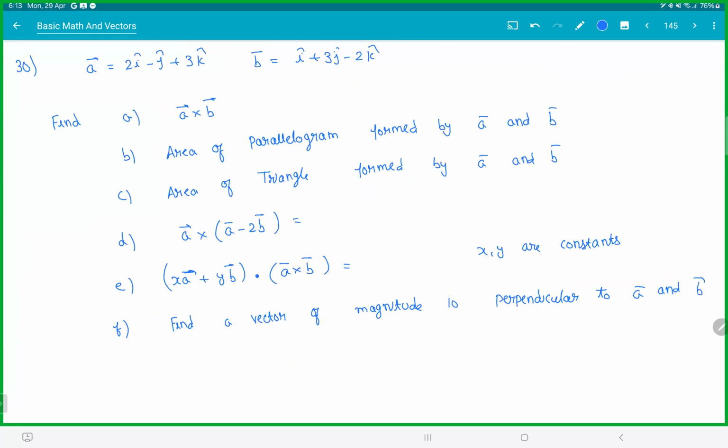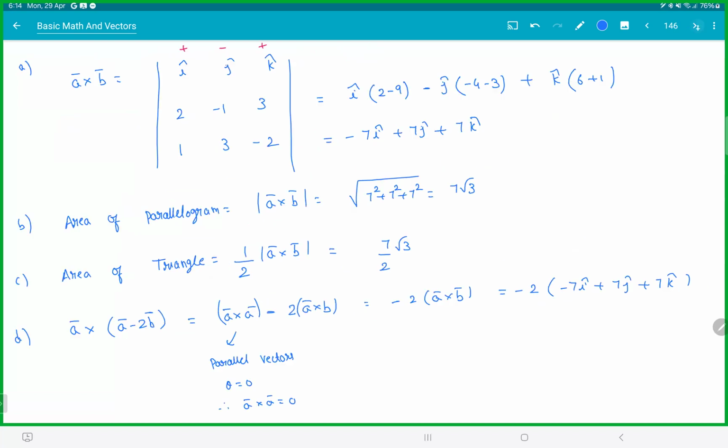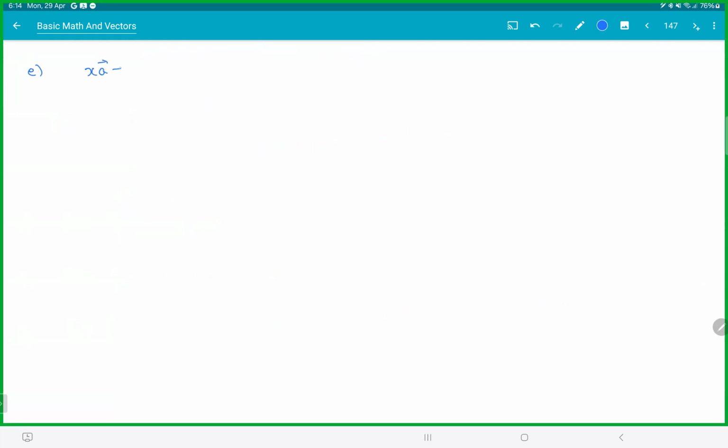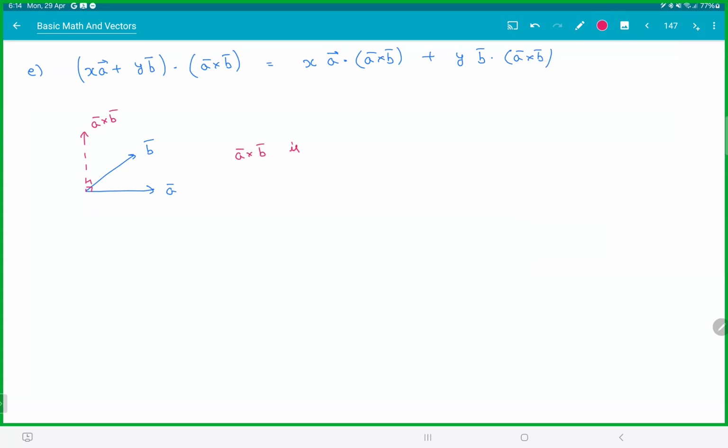What about E? E is also interesting. E is given as xa bar plus yb bar dot a cross b bar. So this is x a bar dot a cross b plus y b bar dot a cross b. Now, if you go back to the basics, the derivation, the way we defined it, did you notice something? A cross b is perpendicular to both a bar and b bar. Actually, a cross b is perpendicular to any vector in the plane of a bar and b bar.